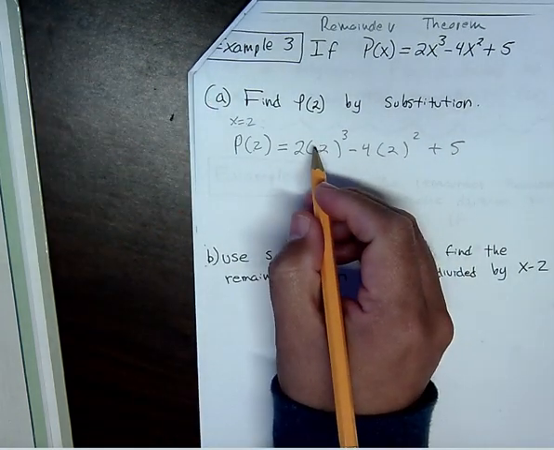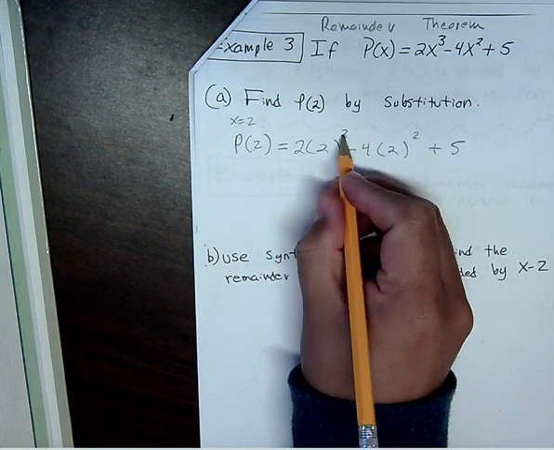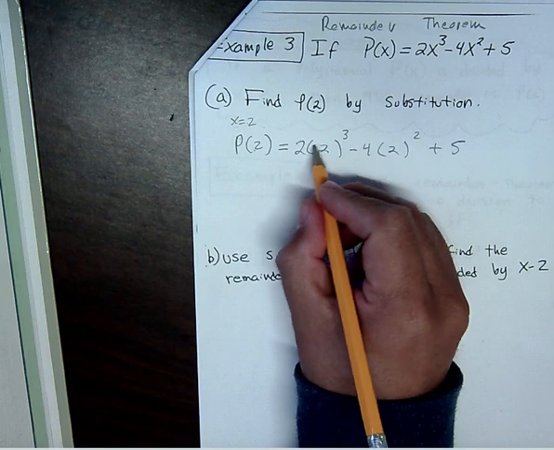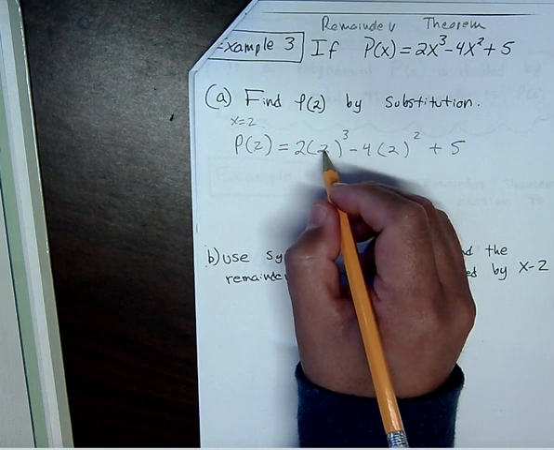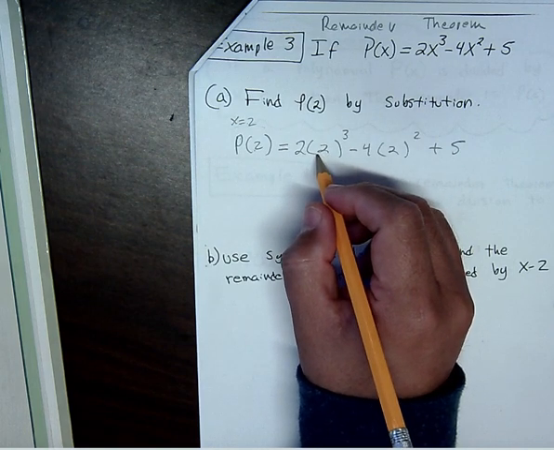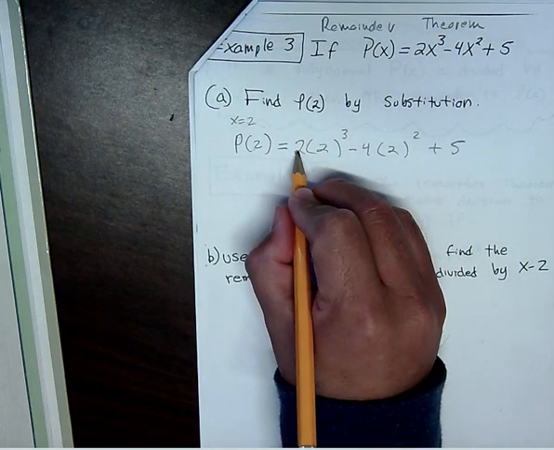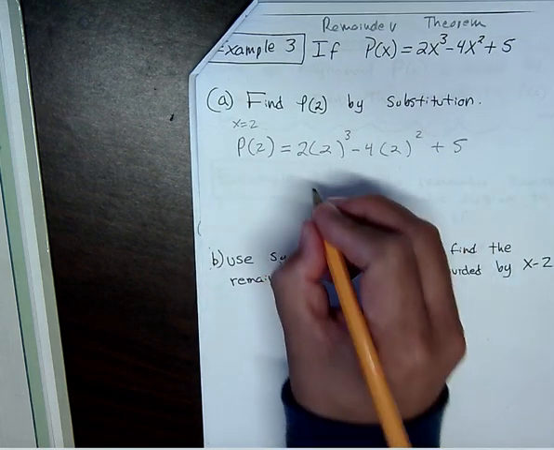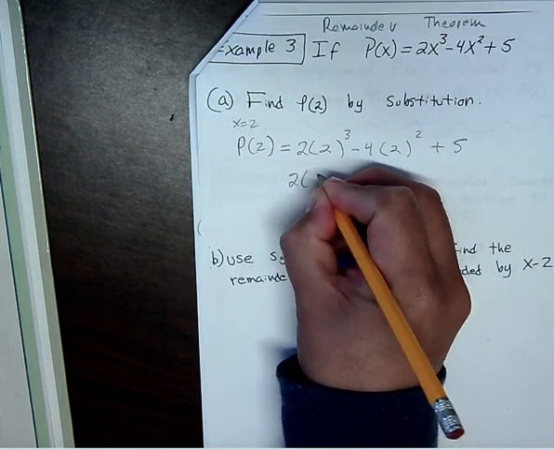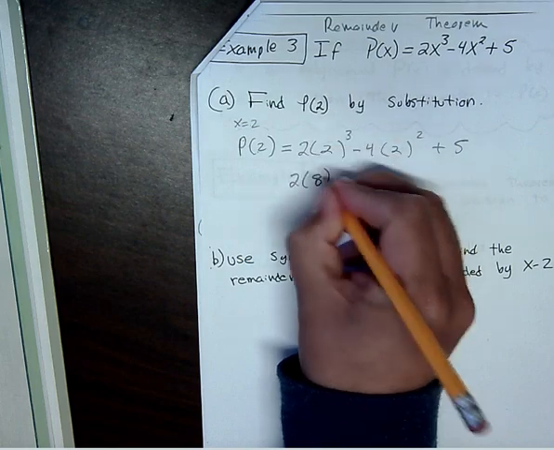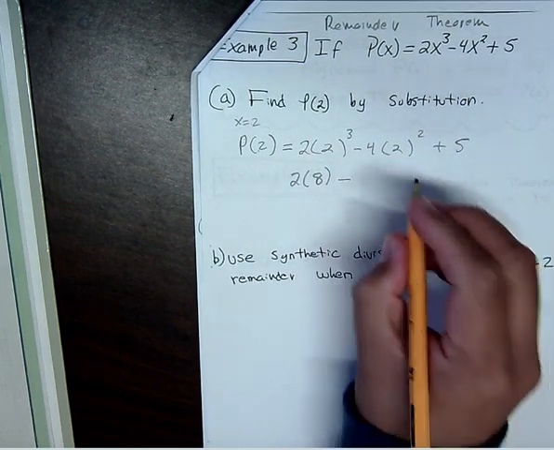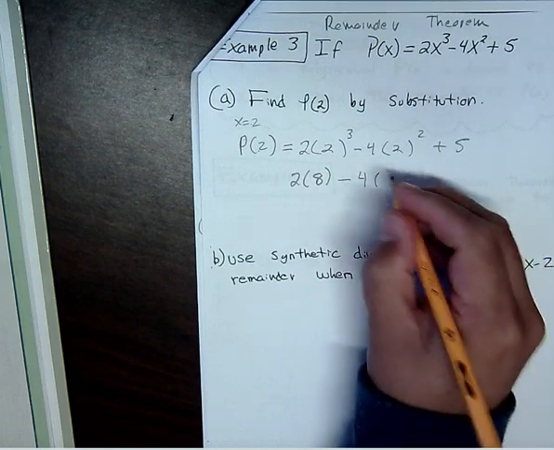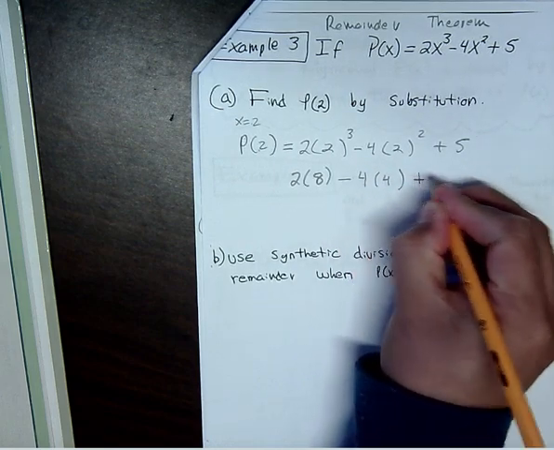And then compute, evaluate. So 2 to the third would be 2 times 2 times 2. So this exponent tells you how many times you multiply in the base. 3 times. So 2 times 2 would be 4 times 2, 8. And then times 2 would be 16. So this is, let me put it here. 2 times 8, this part would be 8. Minus 4 times 2 squared would be 4 plus 5.